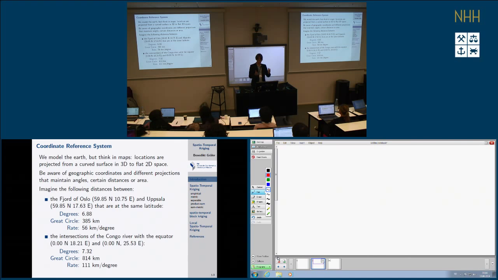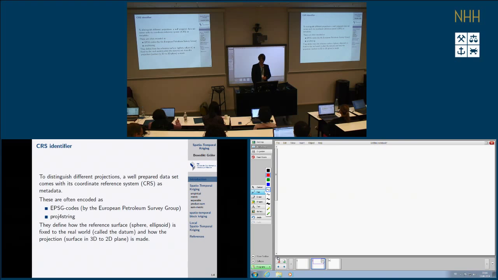So just as a small wake-up, a small warning: please care about your coordinate reference systems and the projections that you're using when you model spatial data and look at distances. Because if a process has the same distance across in terms of kilometers, you might get different results for the Congo and for the difference between the fjord of Oslo and Uppsala.